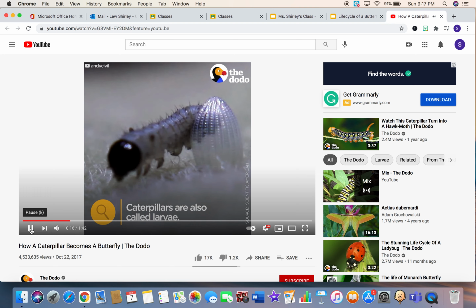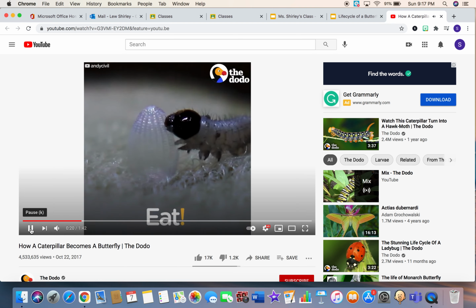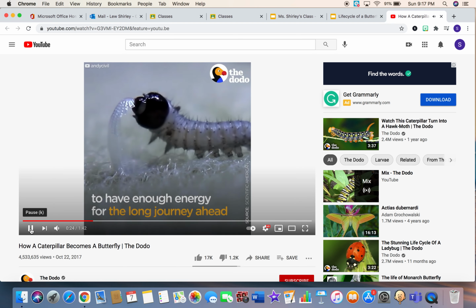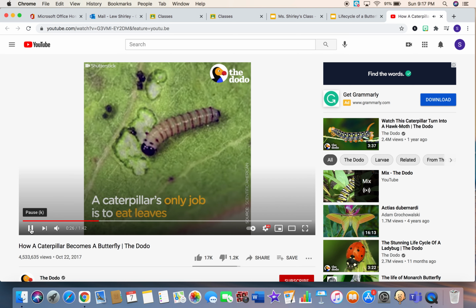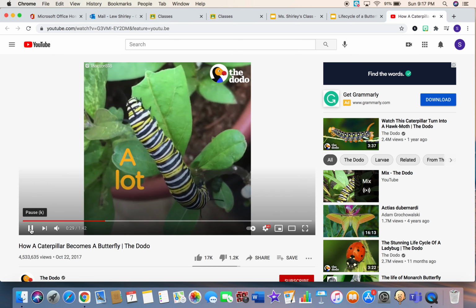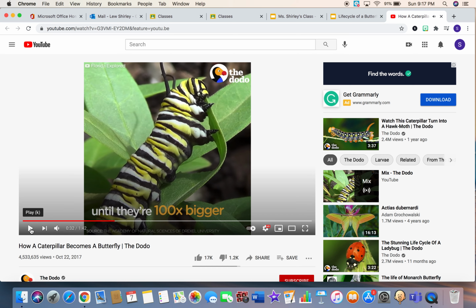Caterpillars are also called larvae. He turns around and does what caterpillars do best, eat. He eats his own egg to have enough energy for the long journey ahead. A caterpillar's only job is to eat leaves. A lot of leaves. Until they are 100 times bigger. So this is stage 2, the caterpillar.